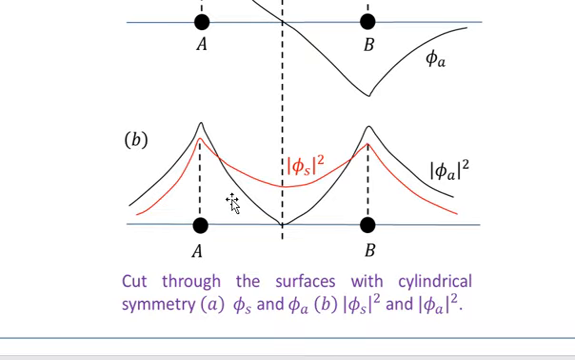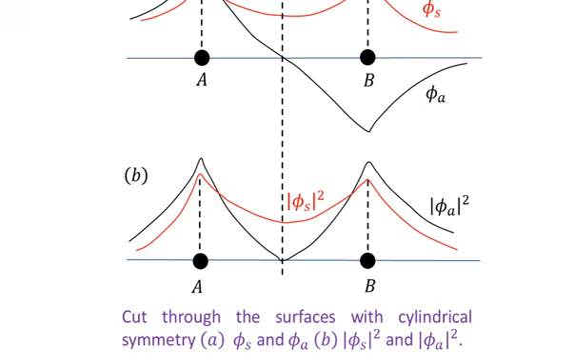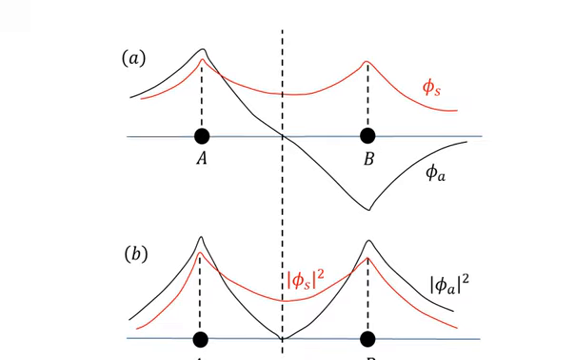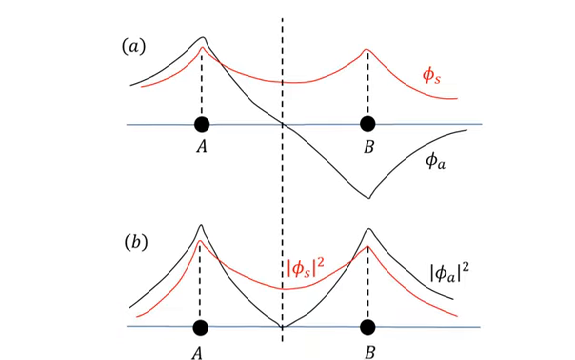And you know that these plots have been obtained by cutting through the surfaces with the cylindrical symmetry. So in A, you have the symmetric wave function phi S and the anti-symmetric wave function phi A. And in part B, I have plotted the absolute square of phi S, and I have also plotted the absolute square of phi A. I hope that through this representation, the meaning of the symmetric wave function and the anti-symmetric wave function and their absolute values will be clear.